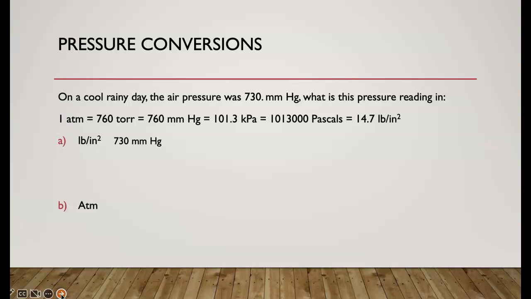Hopefully you started with what was given and then used the correct conversion. That 760 millimeters of mercury is 14.7 pounds per square inch. And you came up with 14.1 pounds per square inch.